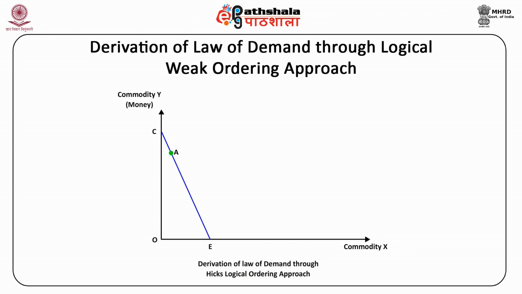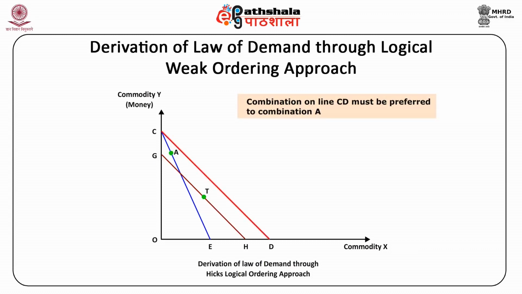Suppose that there is a reduction in the price of commodity X with no change in the money income. As a result of this reduction in price of commodity X, the price income line would pivot to right to CD. The vertical intercept would not change as there is no change in commodity Y. Now consumer would choose a combination on this new price income line. The consistency test reveals that as long as the quantity of commodity X is consumed, any combination on the line CD must be preferred to combination A.